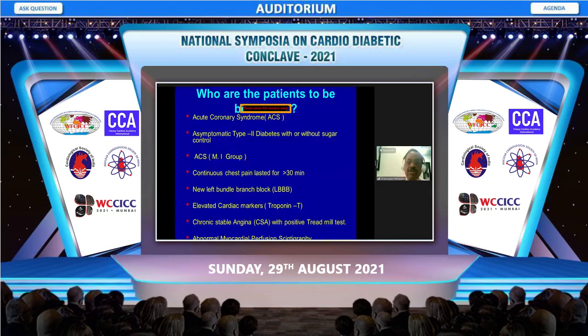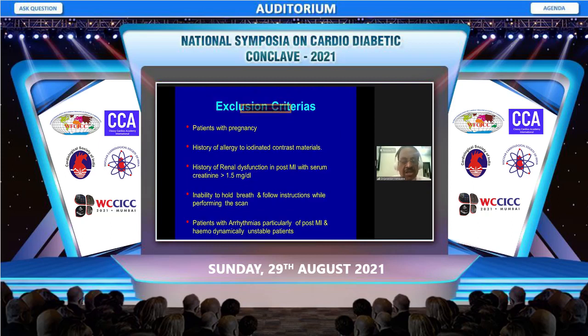So who are the patients to benefit? These are acute coronary syndrome patients, and asymptomatic type 2 silent diabetes mellitus patients, doing very well without many symptoms, with or without sugar control. Then the acute coronary syndrome and MI group, with continuous chest pain lasting more than 30 minutes, left bundle branch block, elevated cardiac markers, chronic stable angina, and abnormal myocardial perfusion scintigraphy, which Dr. Prabhu presented for detection of silent myocardial ischemia.